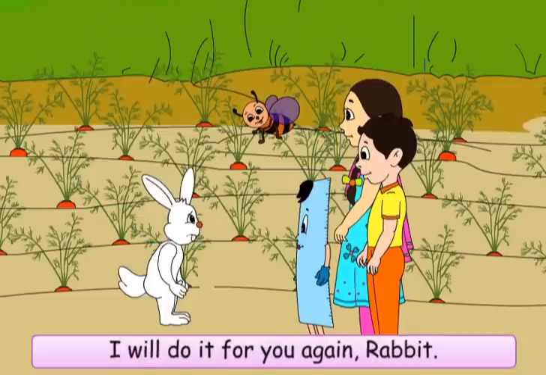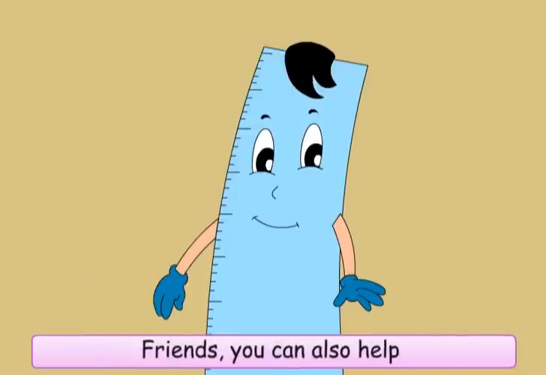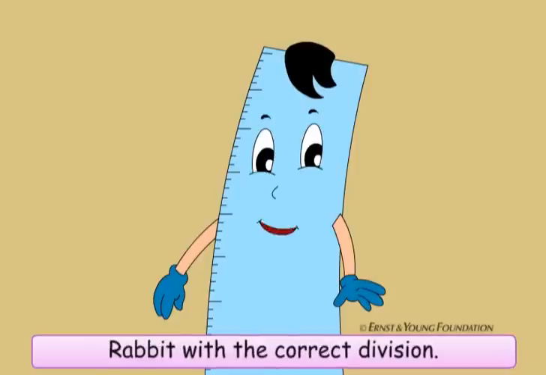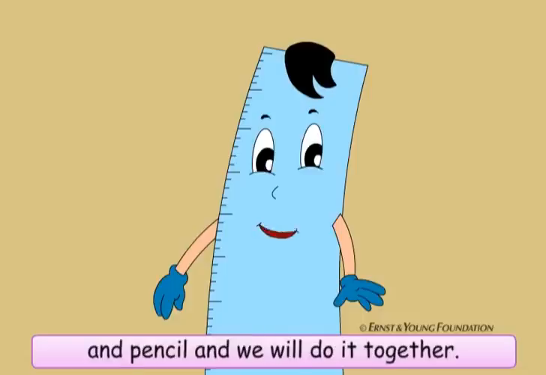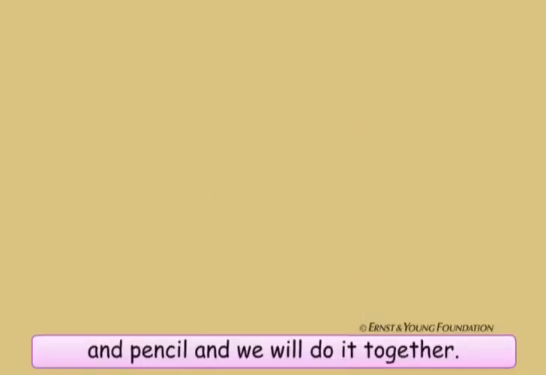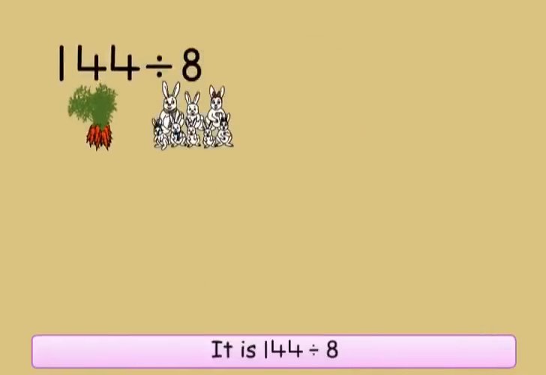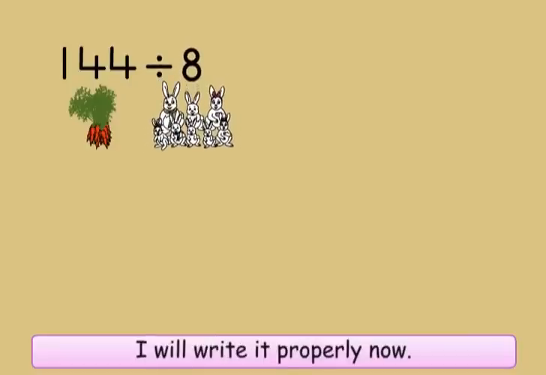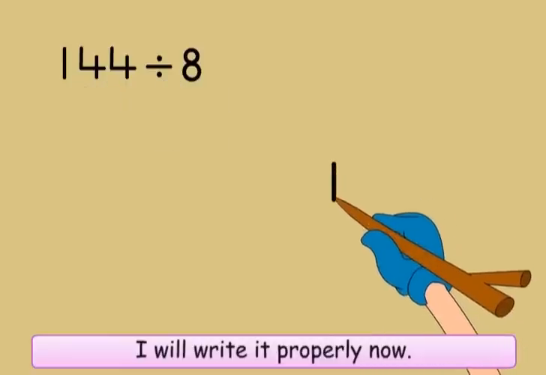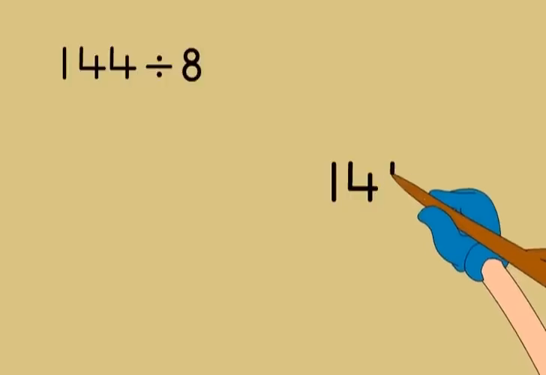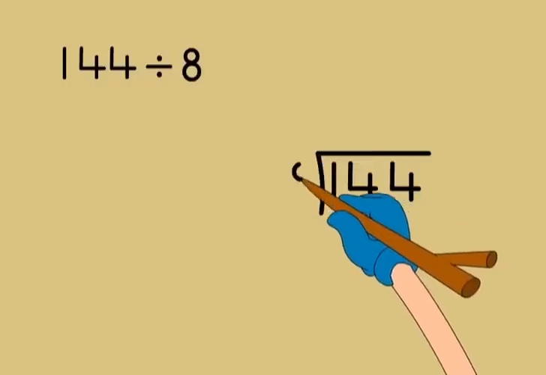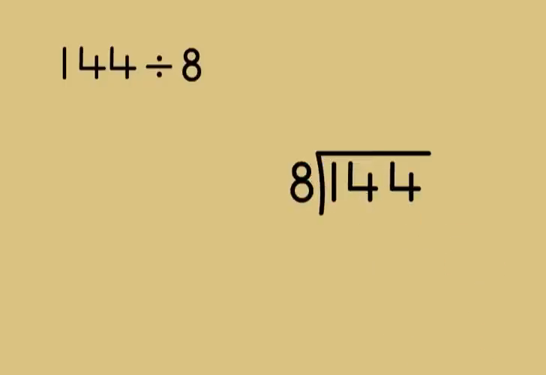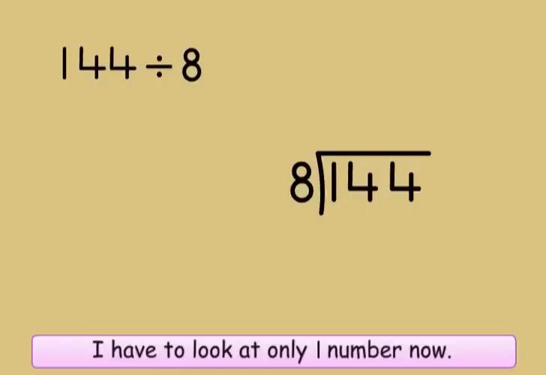I will do it for you again, Rabbit. Friends, you can also help Rabbit with the correct division. Please take your notebook and pencil and we will do it together. It is 144 divided by 8. I will write it properly now. I have to look at only one number now.